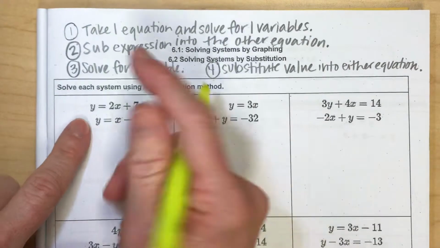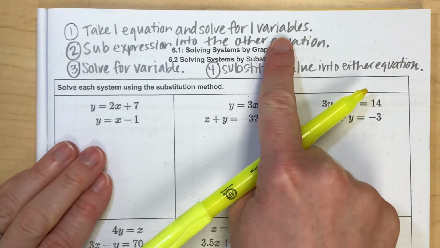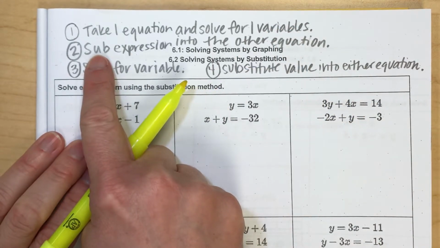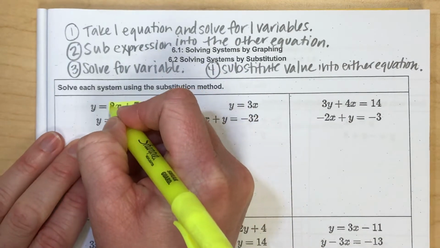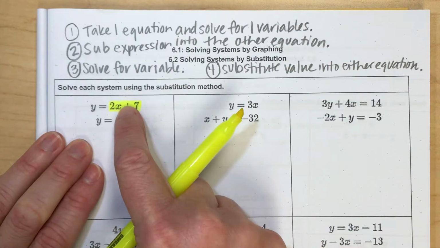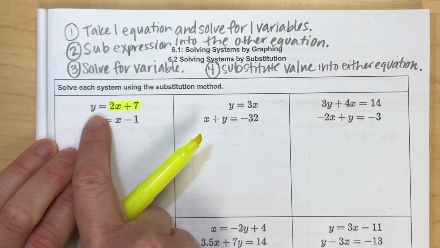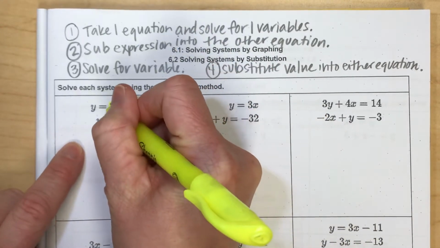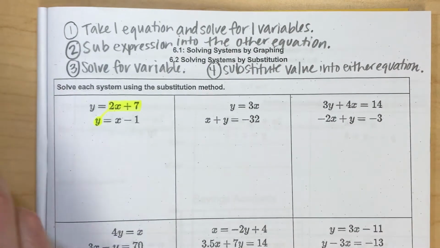So I noticed that both of my equations happen to already be solved for one of the variables. So the first step here is done. But what I need to do is take the expression that it's equal to, meaning the 2x plus 7, and I'm going to sub this expression into the other equation. So if y equals that stuff, then I'm going to put that stuff into the y of the other equation.